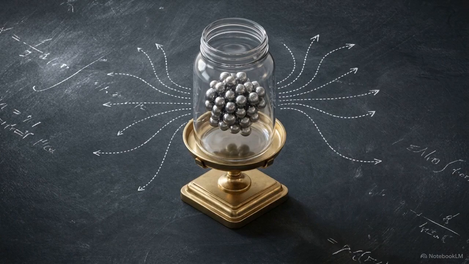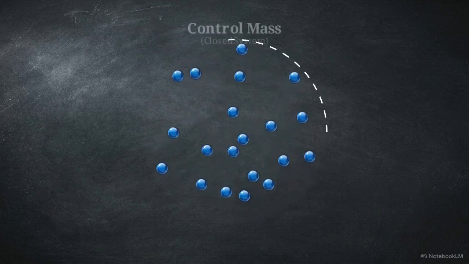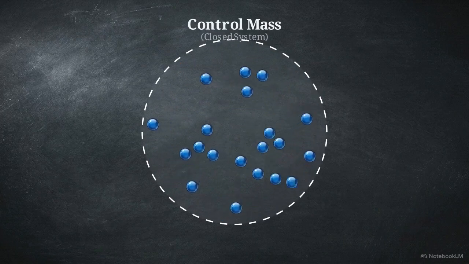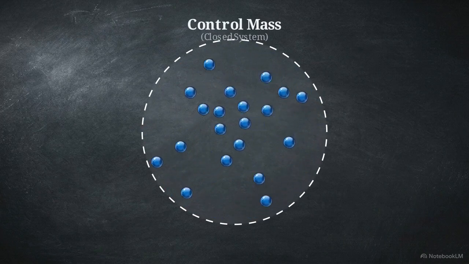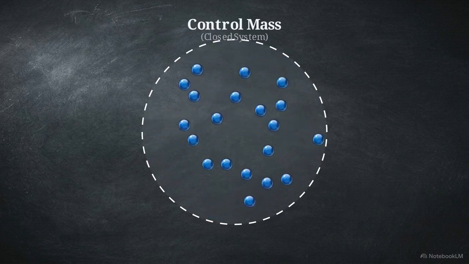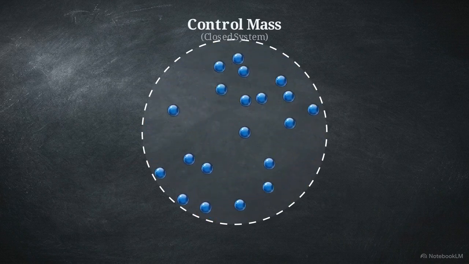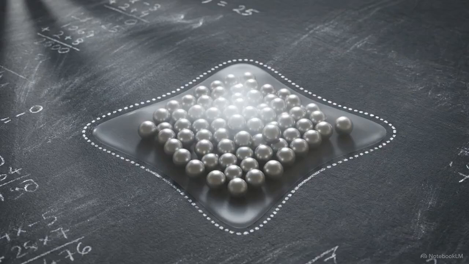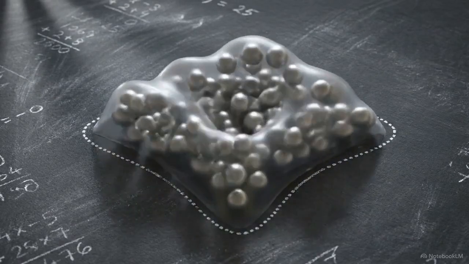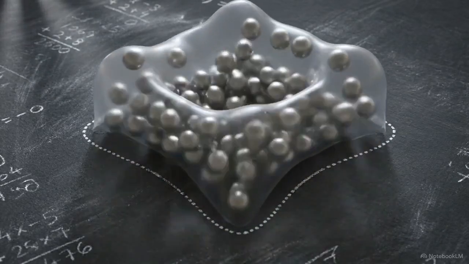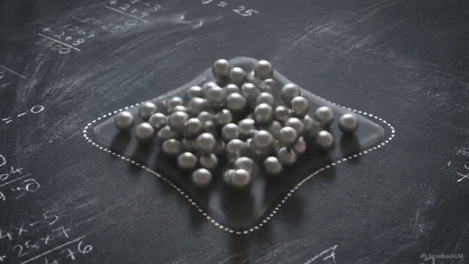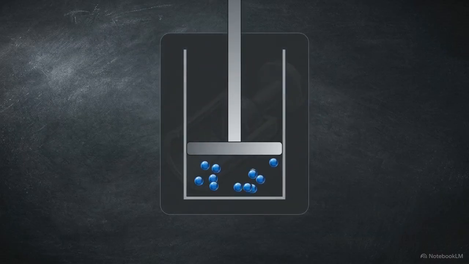The first approach is what physicists call a control mass, or a closed system. Here, we draw our boundary around a specific fixed quantity of matter. Whatever atoms are inside, stay inside. Nothing is allowed to cross the line. But closed is a bit of a misleading term. It doesn't mean the matter is trapped in a rigid, unmoving cage. Energy can still enter and leave.